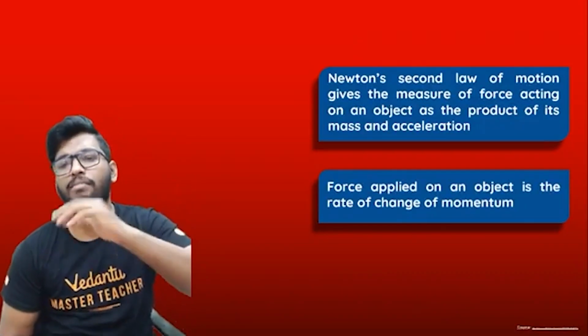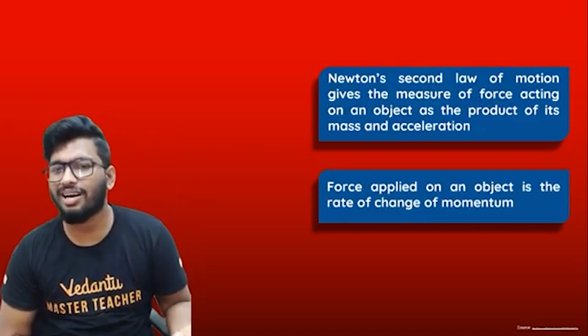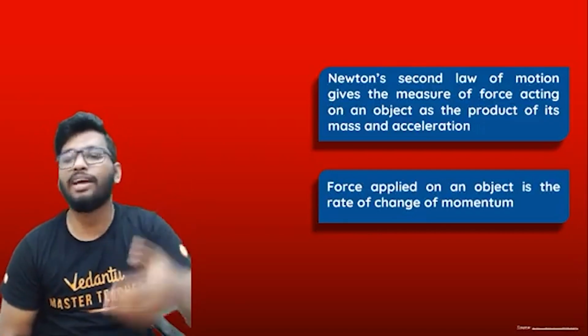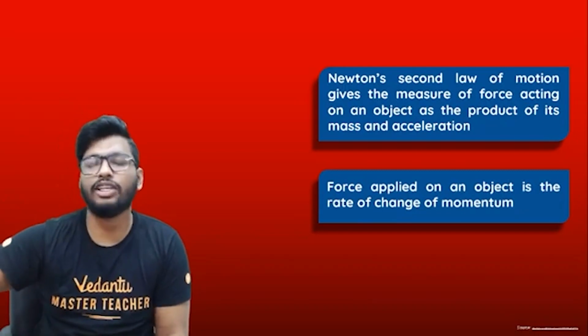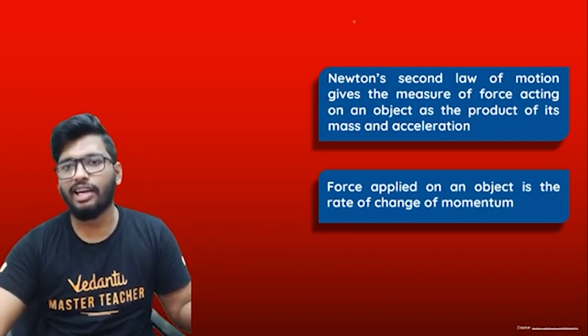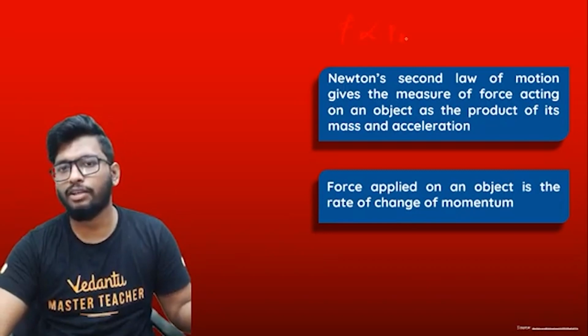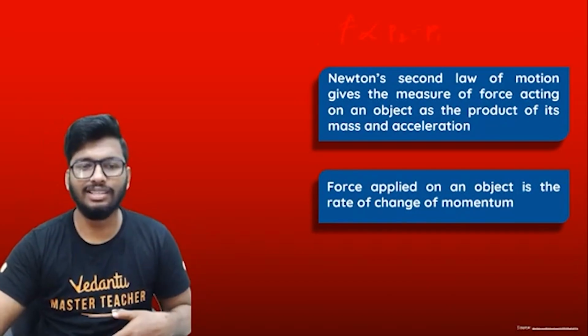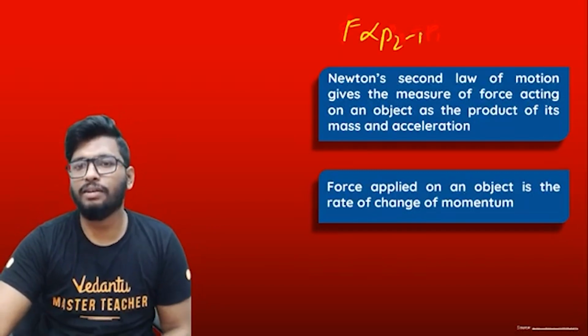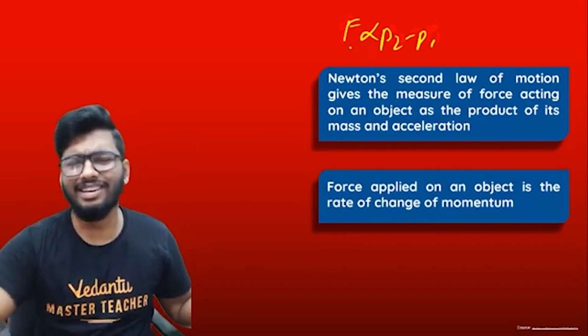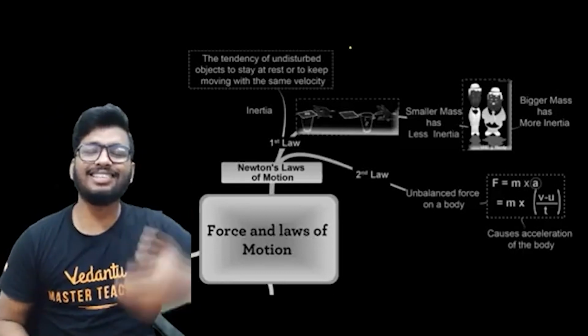Newton's second law of motion says that the measure of force acting on a body is a product of its mass times acceleration. And the force applied on an object is equal to the rate of change of momentum, because we know that F is directly proportional to P2 minus P1. Because of this, we can say that it is equal to the rate of change of momentum. That's all. So that is the second law of motion, people.